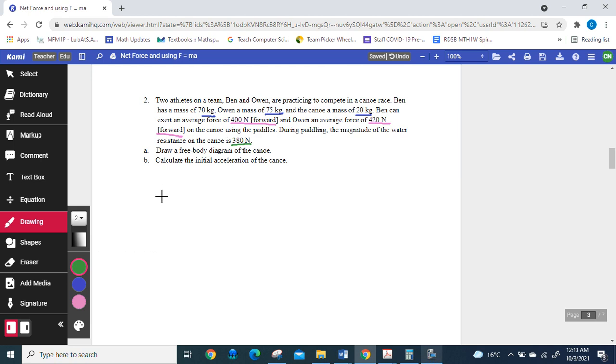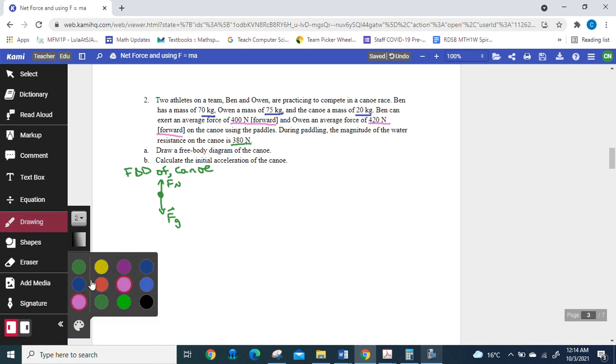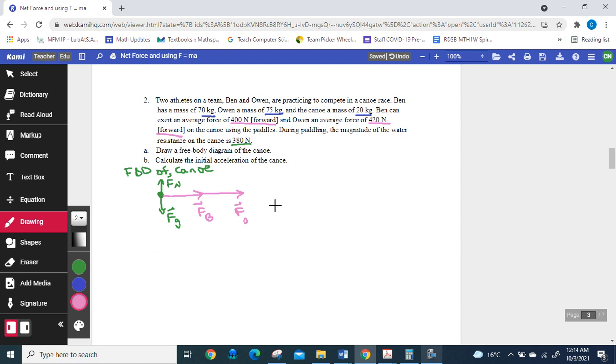So let's see, let's do a free body diagram here. So there's my canoe. So here's my free body diagram of the canoe. And what do we know? Well, the canoe is on the water and we're on the planet Earth, so we got a force of gravity. We're on the water, so we have a normal force because that's what's keeping us up. And then we said we had a forwards force, and that's the force coming from Ben. And then we have another forwards force, and that's the one coming from Owen. Force of Owen.